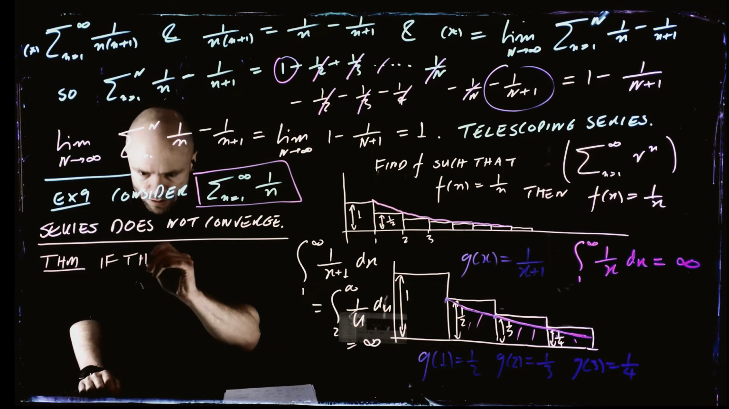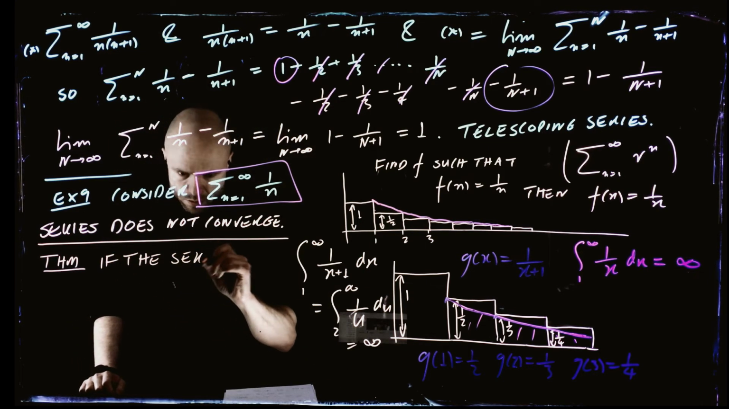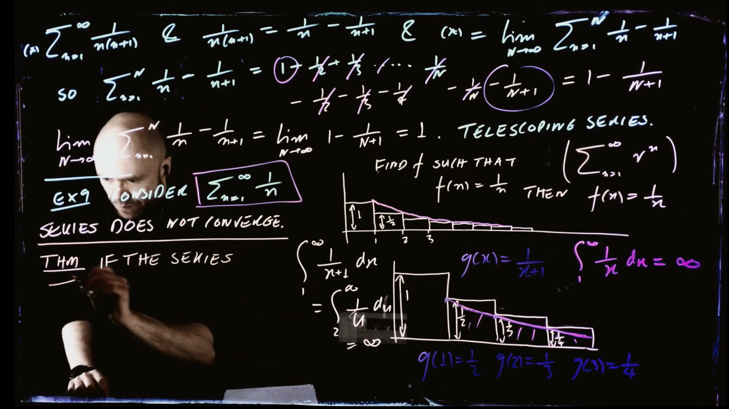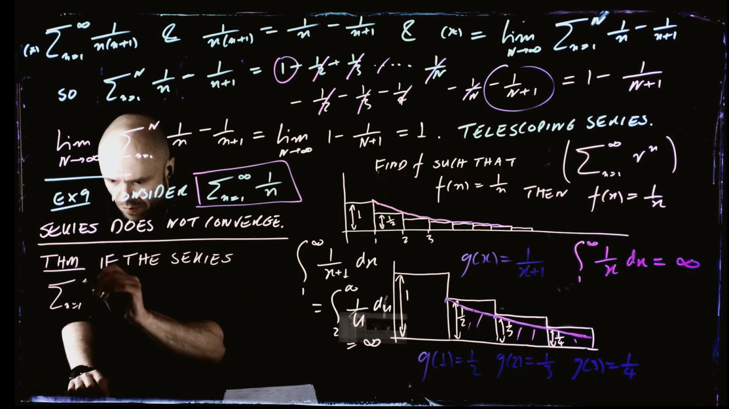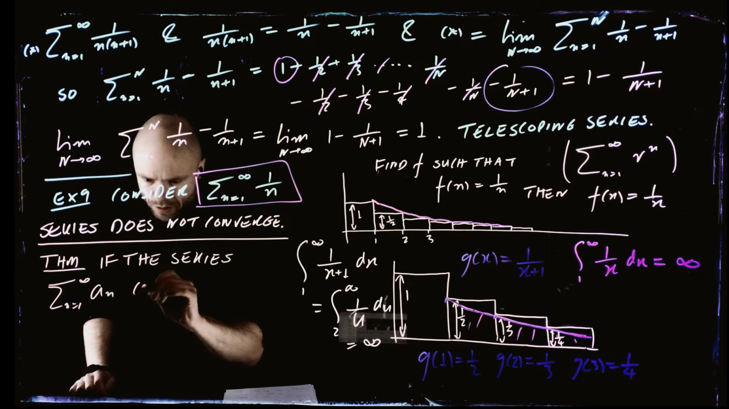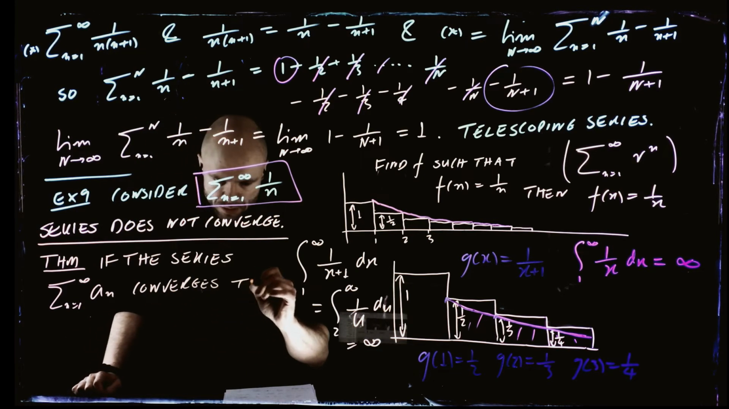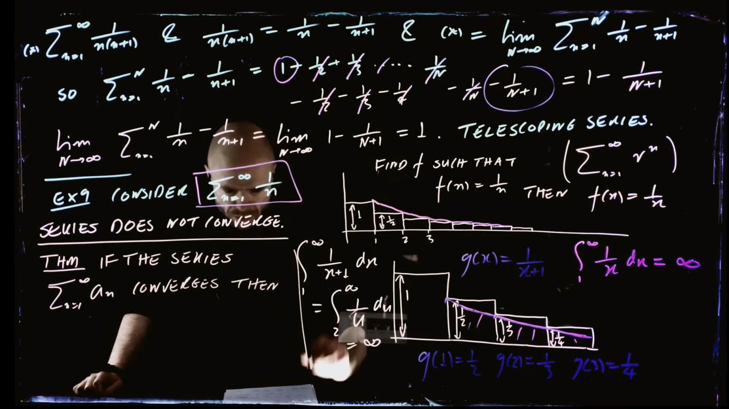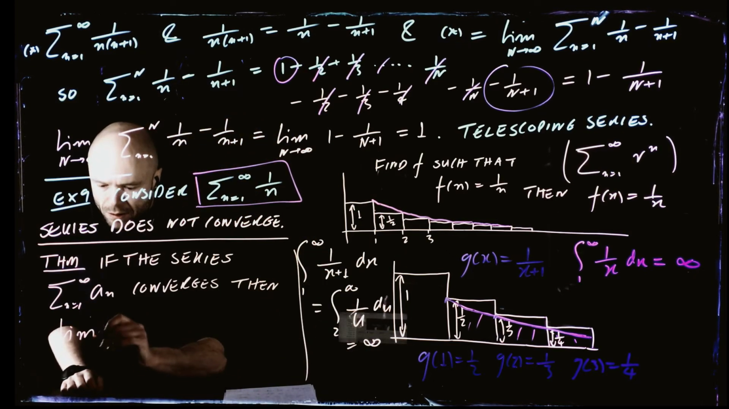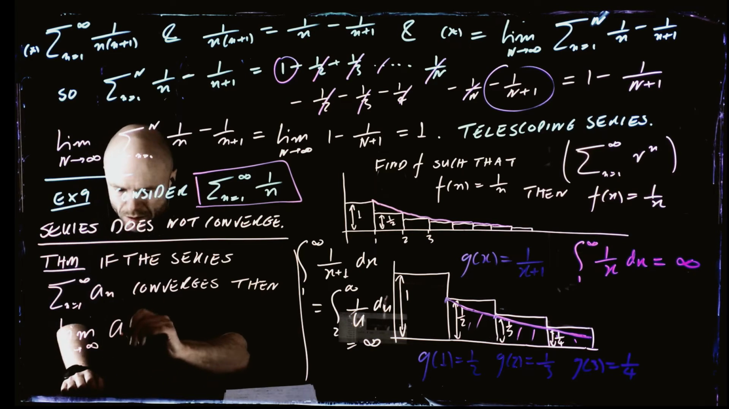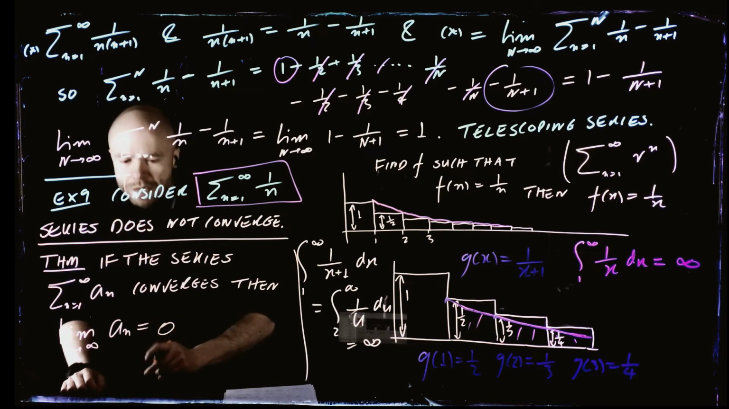If the series from 1 to infinity converges, then the limit as n goes to infinity of a_n is equal to 0.